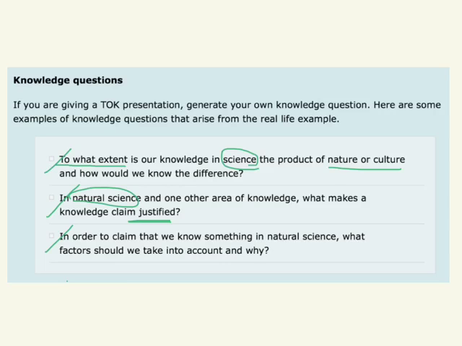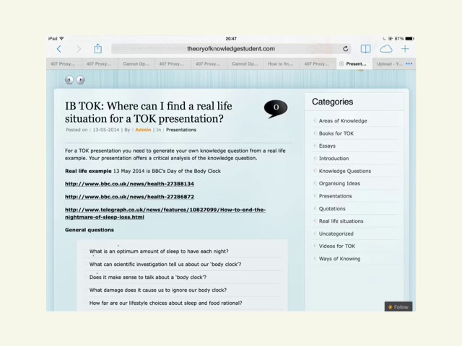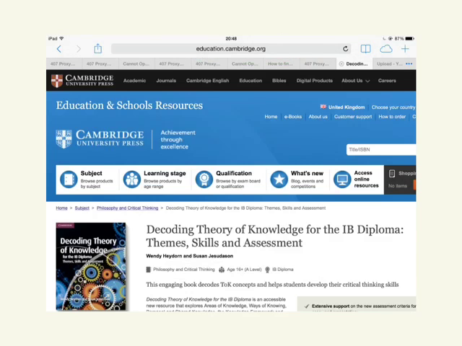Do spend time formulating your question. You're sure to do well if you get your question well formed. If you want more information, you could look on this website, Theory of Knowledge Student, and there's also a whole section here on knowledge questions as well as presentations. If you want to find out more as well, this book that I've co-authored, I'm Wendy Haydorn here, there's a whole unit 4, which explains in much more detail what the requirements are for a presentation and exactly how to formulate a knowledge question.